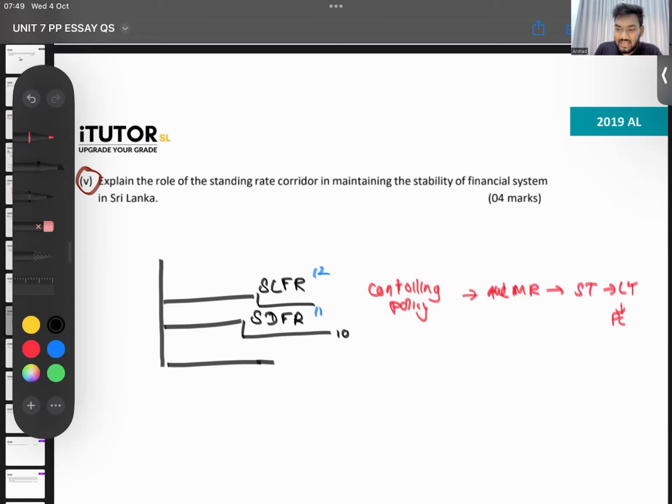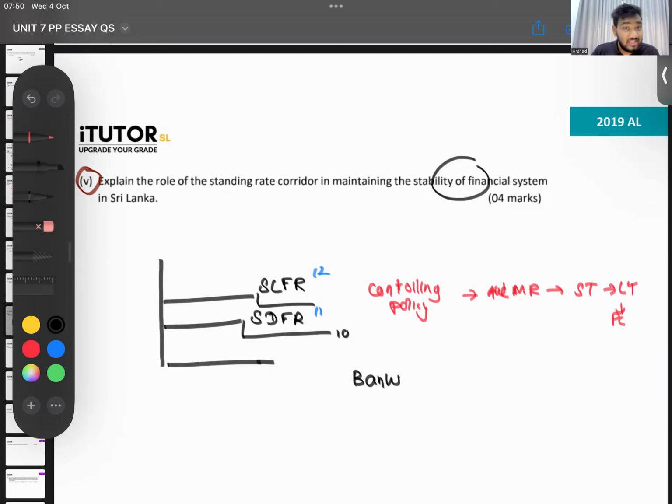Then you can also say how this maintains financial stability. You need to talk about how the standing deposit and standing lending facilities are used. So you can say, for example, commercial banks, after the daily auction. Daily auction means within the day, they will buy treasury bills, treasury bonds. They will give loans to customers. They will get deposits. All of that will happen.